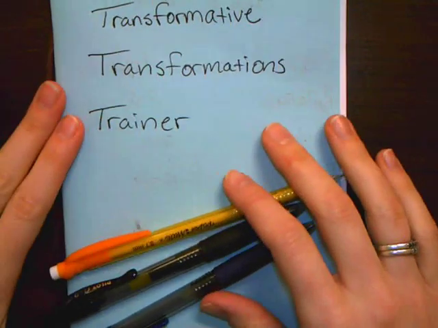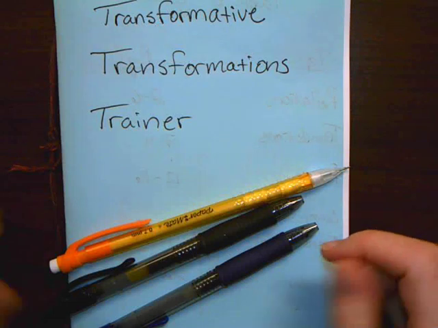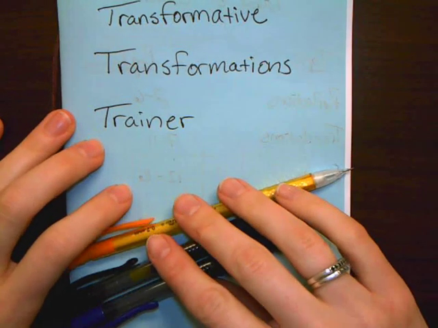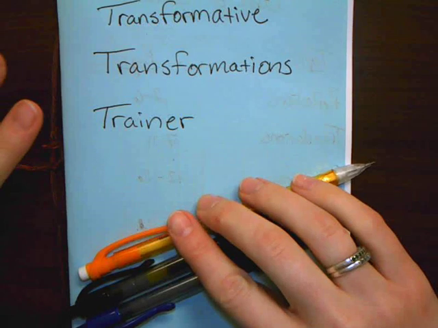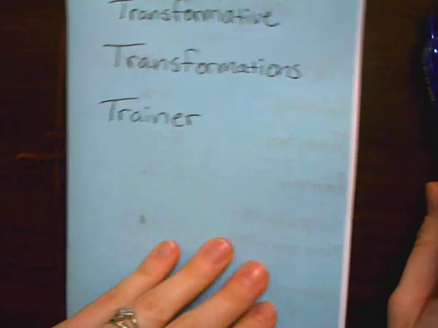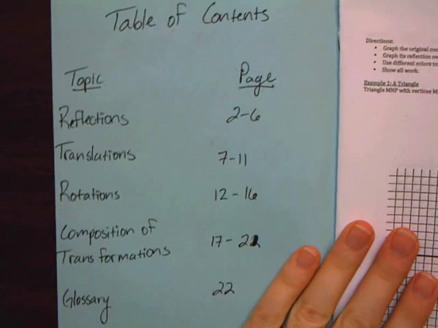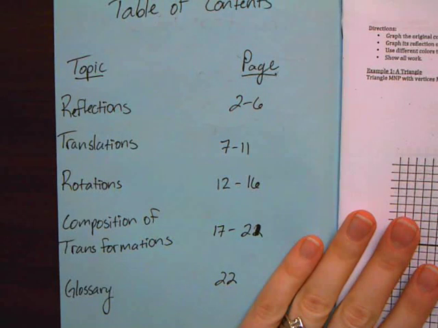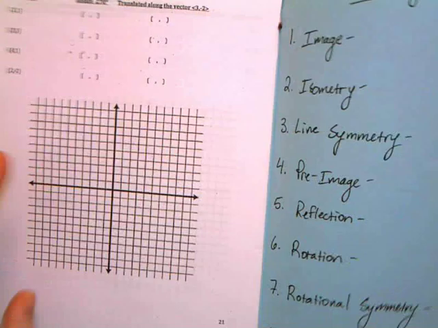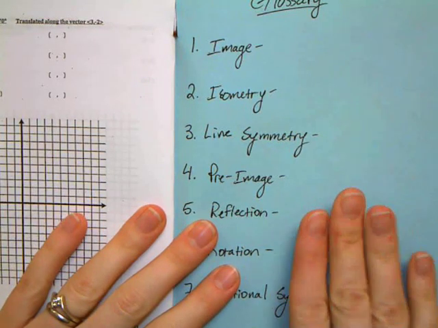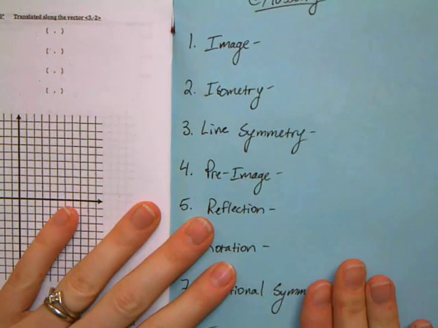Okay, today we are going to be starting our unit on transformations on the coordinate plane. To get started with today's lesson, you will need your transformation booklet, which should already be put together. You should have a table of contents so that you can see what topics we're going to be covering. And then you should have the shell of your glossary, and we're going to be defining some of these words as we go through.